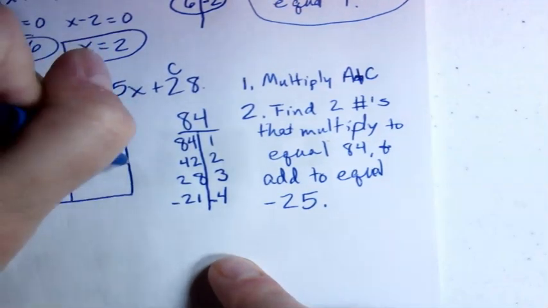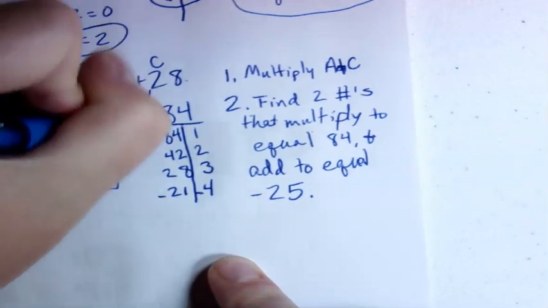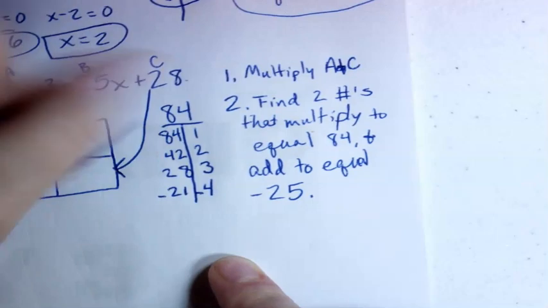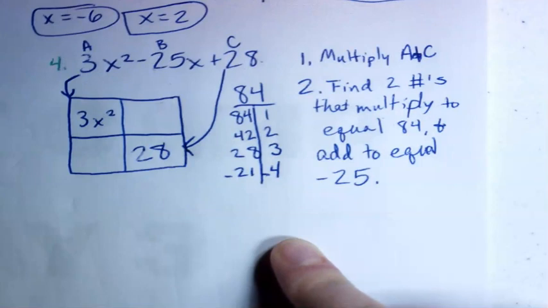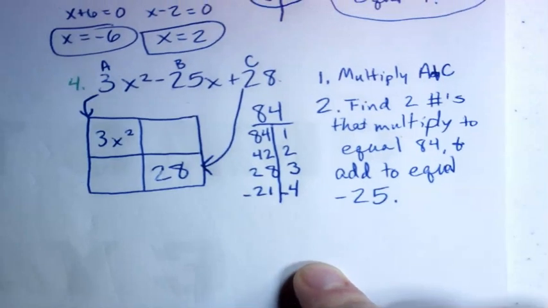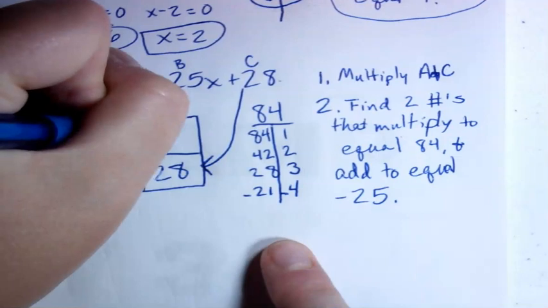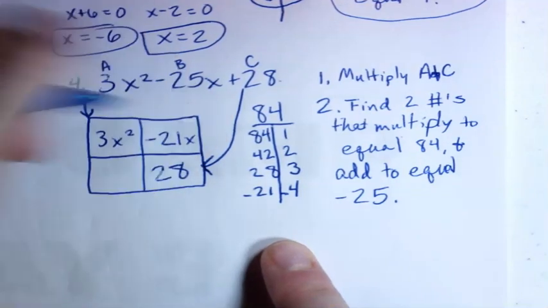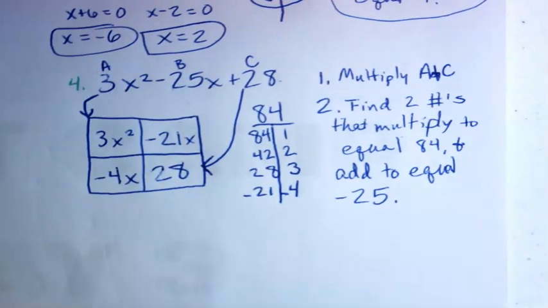Okay. So now I'm going to make my box, my a coefficient is going to go here, 3x squared. This is where a lot of people mess up. They want to put 84 here. Don't. You're going to get it wrong. You want to put your c coefficient here. And then last thing, we want to put these two numbers. So you can put 4 or 21 in this box. And you can put 4 or 21 in this box. You just got to pick one. It doesn't matter which one.